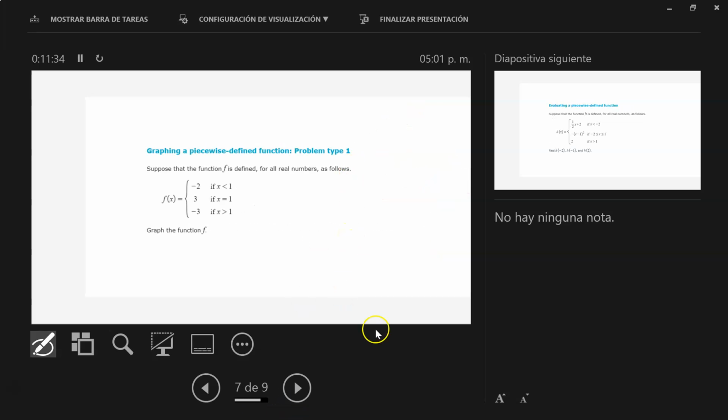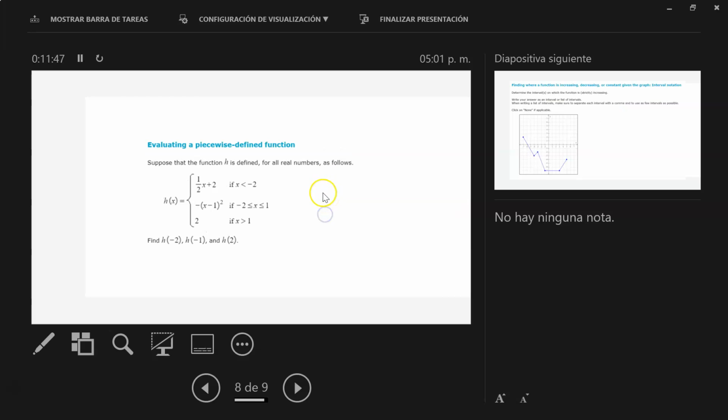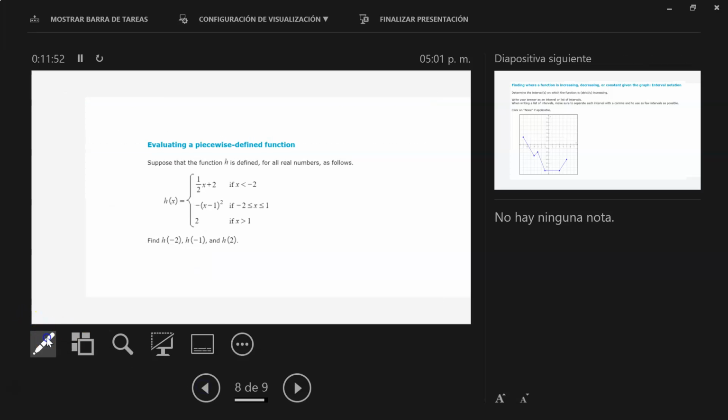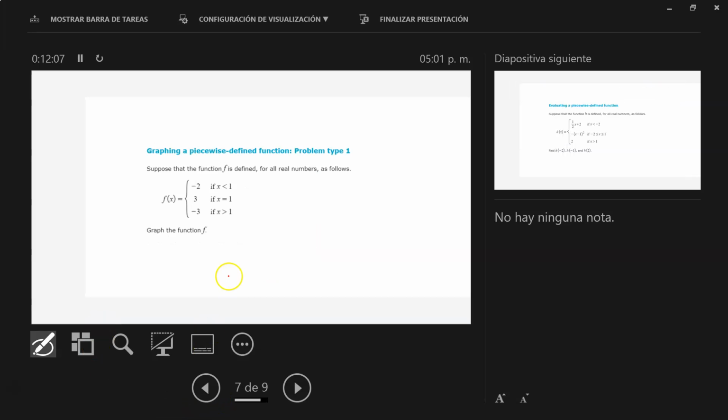This next one is easier because it has three constant functions. I'm going to try. Okay, so this function will be... this is my x-axis, this is my y-axis. Oh, I'm doing another one. This is the function that I wanted to do.